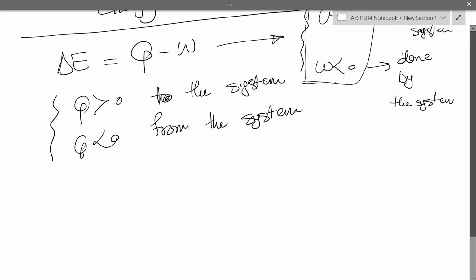Okay, so how can we calculate the work done by the system? What is the main equation? Work is the integral of force F ds, essentially the amount of movement you have created by applying some force on something. That's your work. How can we calculate heat?